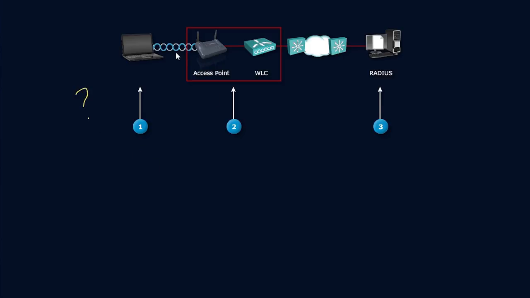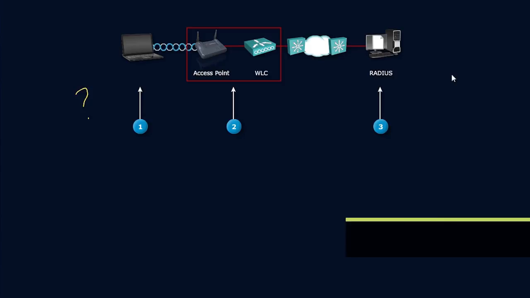We see that we have a laptop located here. We have an access point and a wireless LAN controller located here, and then we have a radius server off to the right. So go ahead and pause the video right now, and I want you to write down answers with a pen and paper if possible, or just say out loud the answers you may have, but really answer the question 1, 2, and 3. What are these labeled in our wireless environments? So go ahead and pause the video now, and I'll give you the answer.